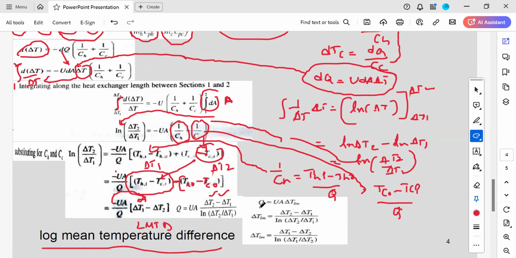We compare this with the general basic equation Q = UA ΔT_LM. Equating these equations, we get the expression for log mean temperature difference as (ΔT2 minus ΔT1) by ln of ΔT2 by ΔT1. Or, taking the minus sign and rearranging the terms, it can also be written as ΔT_m = (ΔT1 minus ΔT2) by ln of ΔT1 by ΔT2. So this is the expression for log mean temperature difference for a parallel flow heat exchanger.